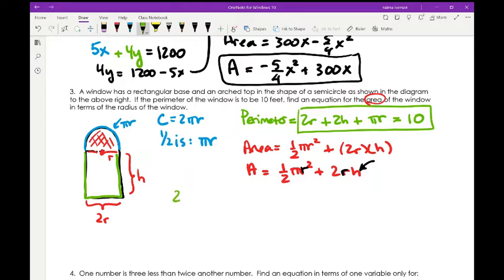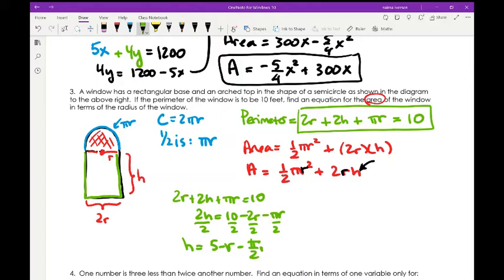So I've got 2r plus 2h plus pi r is equal to 10. So 2h, I'm going to leave that on one side, is going to be 10 minus 2r minus pi r. And I'm going to divide everything by 2. My h value is 5 minus r minus, if you want to put 1/2 pi, you can do that, or you can just put pi over 2 r.